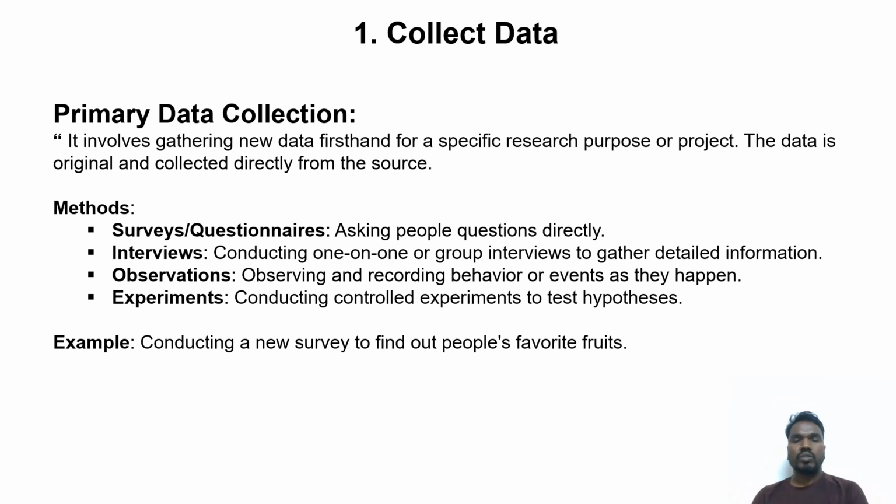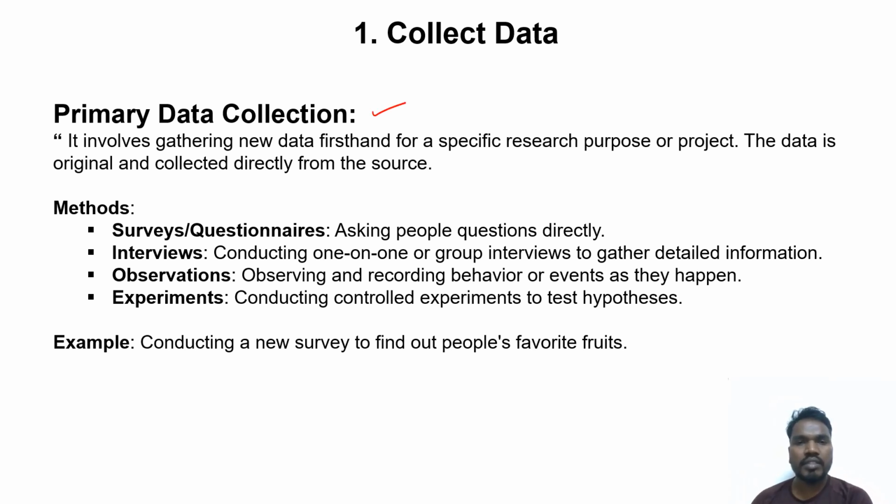Yeah, so this is the first step, collecting the data, right? Basically there are two ways we can collect the data. Obviously, if you need some data, either we go directly to the target group and get the information, or else we try to get the information from sources where the data is already available, right? So the first kind of collection of data is primary data collection.